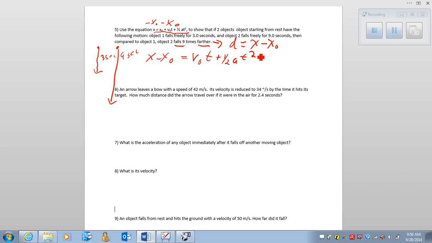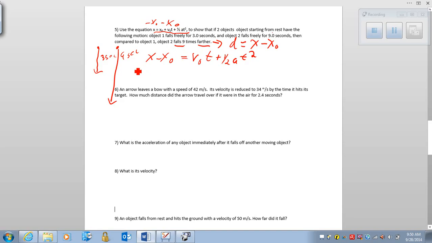So let's read the rest of the problem. Object 1 falls freely for 3 seconds. Object 2 falls freely for 9 seconds. So what that's telling me is I know that 9 is 3 times larger than 3. 3 times 3 equals 9. So that means that whatever distance the second object falls, its time is going to be 3 times greater. So let's look what happens to our equation when we put those concepts into it.